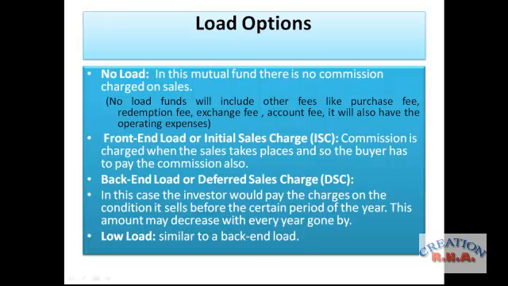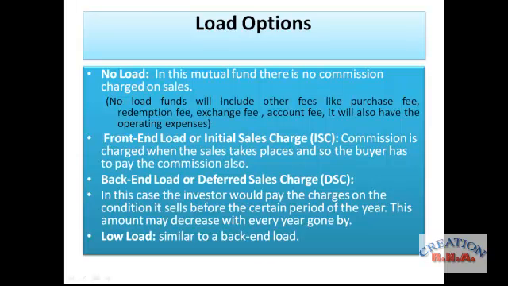Now, mutual funds have a little bit different type of load options. There are four different types of load options. Okay, first there is no load, which means in the mutual fund there are no commission charges paid on the sales. No load funds will include other fees like purchase fees, redemption fees, exchange fees, account fees. It will also have operating expenses included, but it will show you no load. Remember, that doesn't mean that there are no expenses and no fees included in it. No load only specifies that no sales commission is paid.